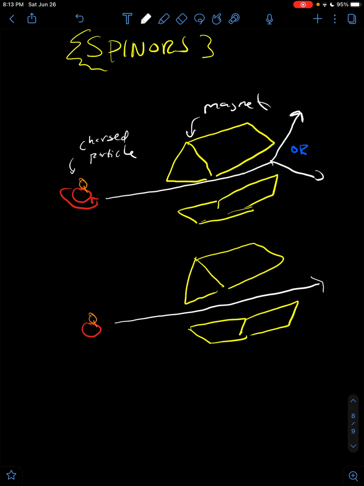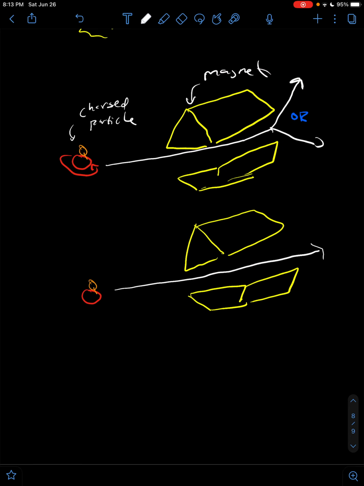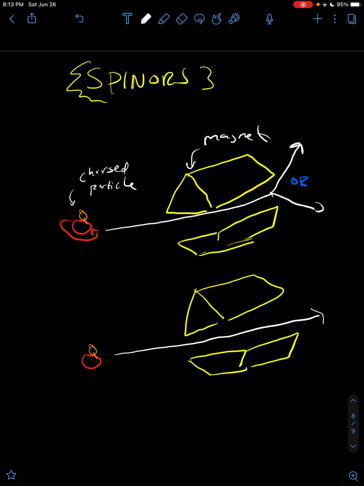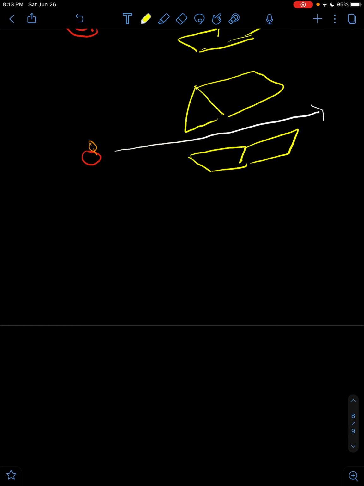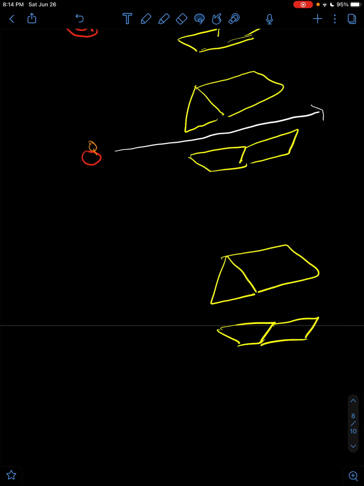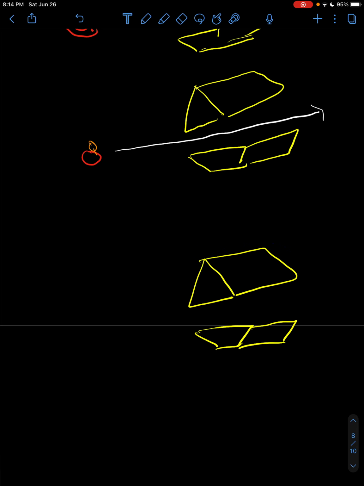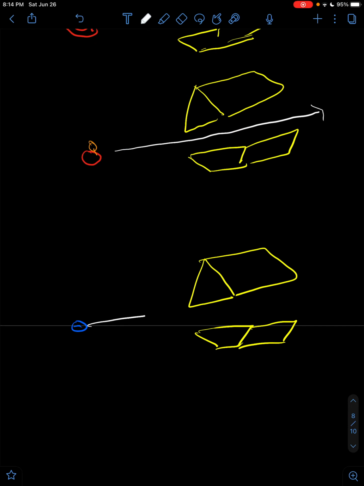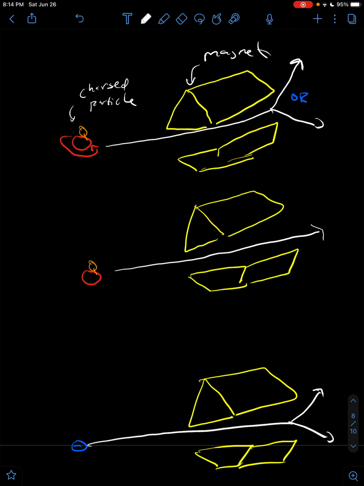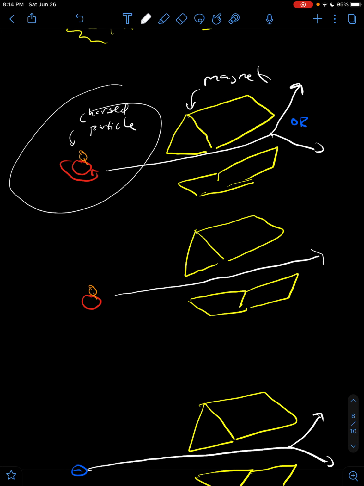Pretty simple, right? Now, what happens when we repeat this experiment with electrons? Well, we have a magnet that's shaped weirdly for some reason. Now, when we shoot electrons through the magnet, they would either go up or down, like the spinning charged particle.